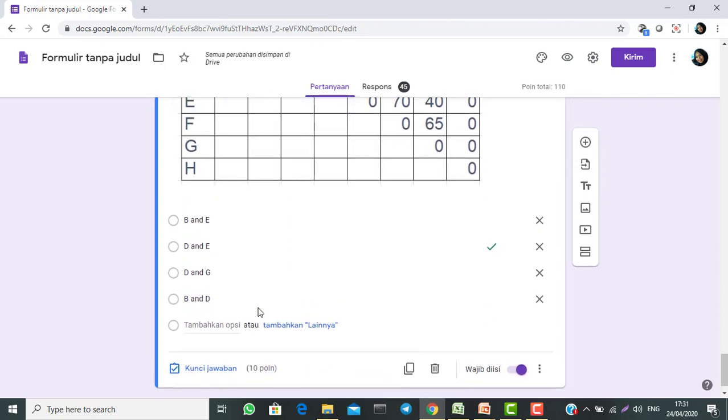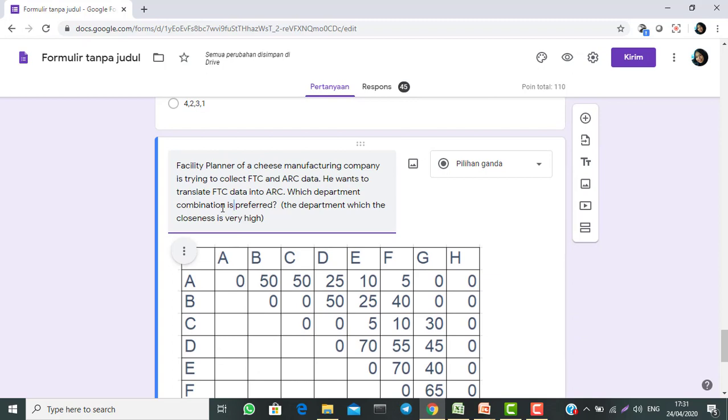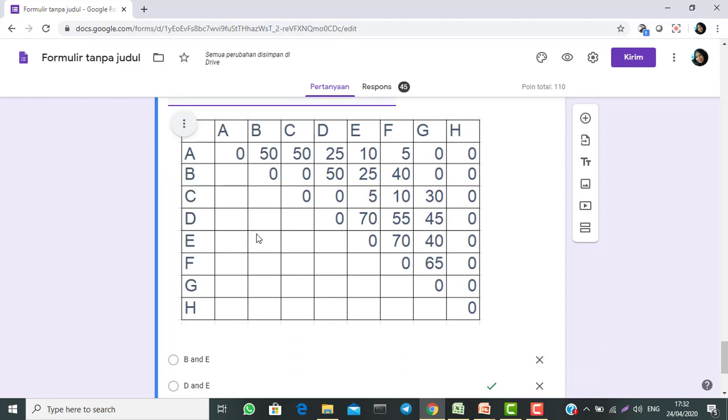Now this is the last question. A facility planner of a cheese manufacturing company is trying to collect FTC, form to chart, and activity relationship chart data. He wants to translate the FTC data into ARC. Which department combination is preferred? The department with the closeness is very high. So the clue is you have to look again at the ARC chapter, because the ARC chapter indicates the relationship between the activities and also shows the closeness code and everything related to closeness.